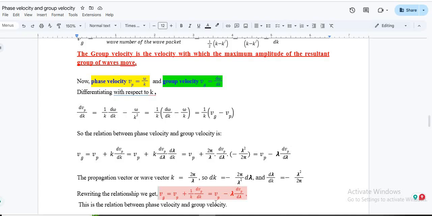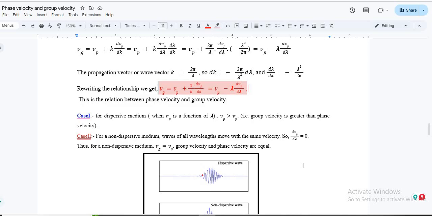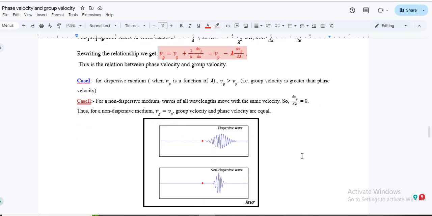So either in terms of k you can write it, or in terms of lambda. This is the expression relating the phase velocity and the group velocity. Now there are two types of mediums available. One is known as the dispersive medium, and another is known as the non-dispersive medium. In a dispersive medium, Vp, the phase velocity, is a function of lambda, whereas in a non-dispersive medium, it's not a function of lambda.